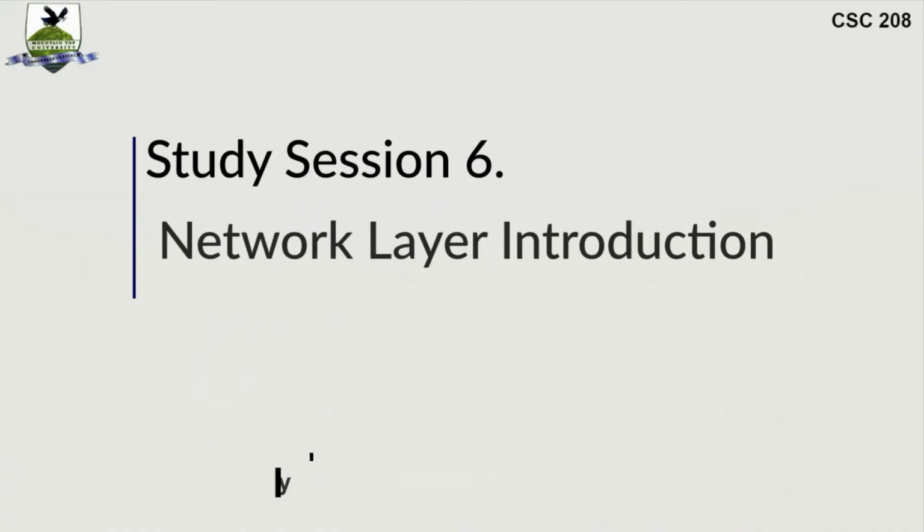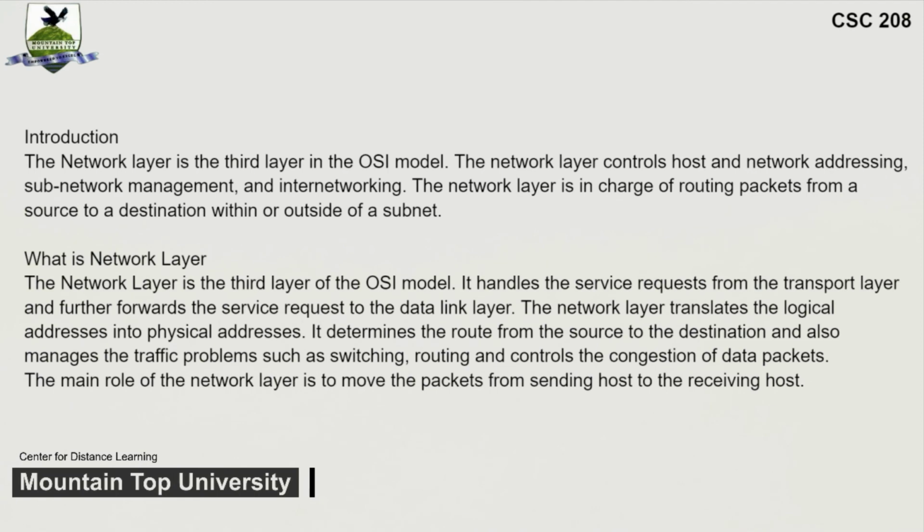Study Session 6. Network Layer. Introduction. The network layer is the third layer in the OSI model. The network layer controls host and network addressing, subnetwork management, and internetworking. The network layer is in charge of routing packets from a source to a destination within or outside of a subnet.